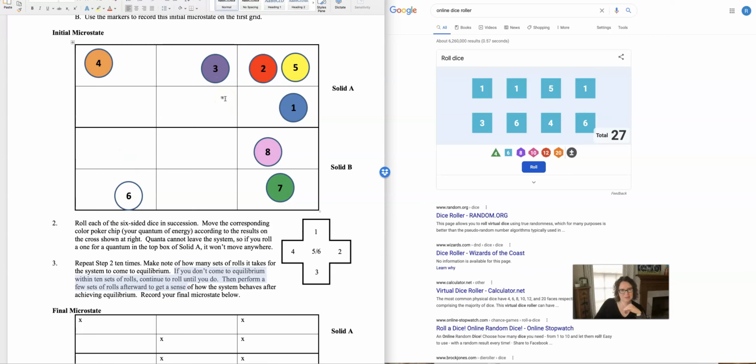One final note that I wished I had said before. When you're rolling your dice, let's say I rolled the dice for number 2 and I rolled a 1, which I did here. Since number 2 can't move upwards because the wall is here, it stays in that box. Similarly, number 5 can't go up or to the right. So if I were to roll a 1 or a 2 for number 5, it would stay still there too.